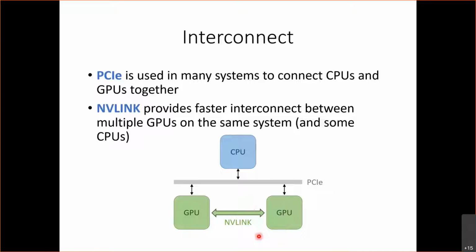It's a faster interconnect, so we can get higher bandwidth when we are copying data between GPUs or between CPU and GPU. However, it cannot be used for anything. So if I want something general that works for any CPU and GPU, then PCIe is usually the general interconnect that people use.